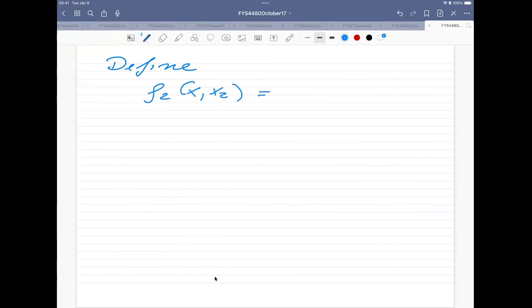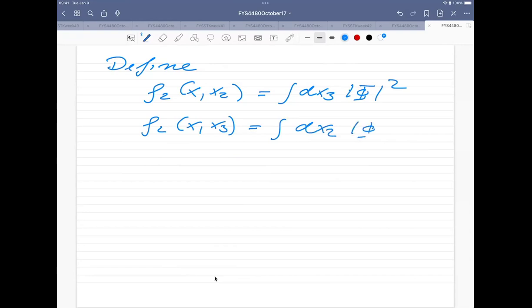So that means that this is going to be defined as dx3 of phi, and then I just write it like that. So that's density. Then I can define obviously 2 of x1, x3, which is then going to be simply dx2 squared. And then clearly x2, x3, which is going to be dx1.